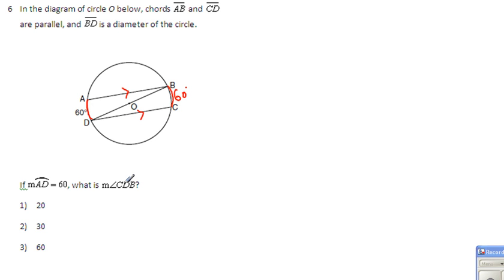Now, we are looking for CDB. Since it's an inscribed angle, this angle becomes simply half of 60, which gives us half of 60, which is equal to 30. That would have been our answer, which is choice 2. Now the next.